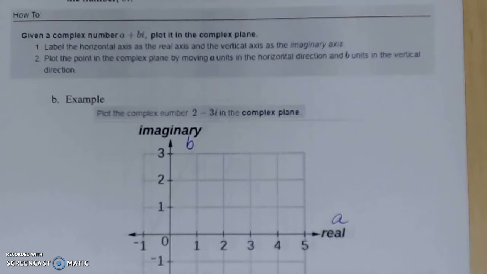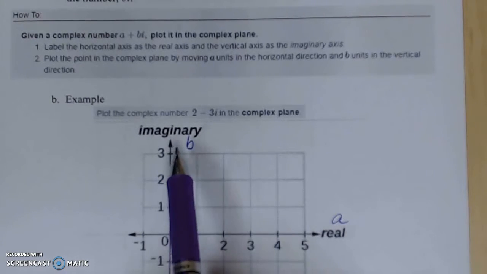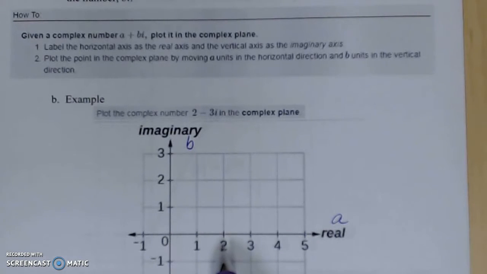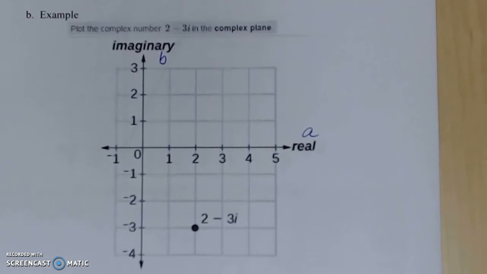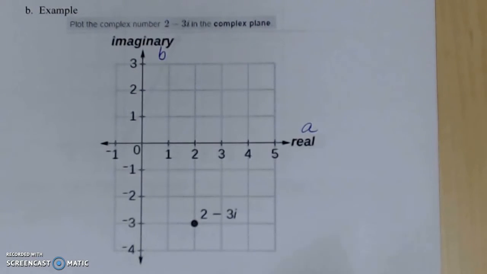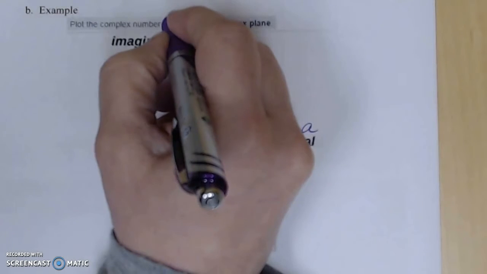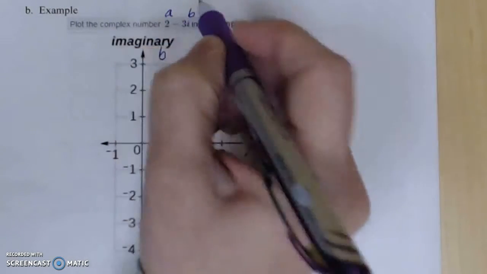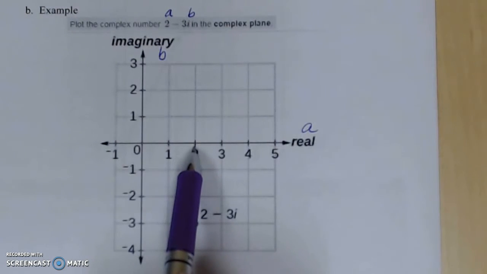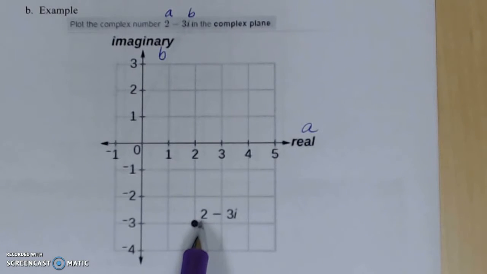It says, given a complex number, A plus BI, plot it in a complex plane. So first you're going to label the horizontal axis as the real axis, and the vertical axis is the imaginary axis. And then we're going to plot the point by moving A units horizontally and B units vertically. So to get us going, here's an example. You're going to plot the number 2, -3. So here's your A value, and here's your B value. You can notice that we went over +2 and down -3, and here's our complex number.